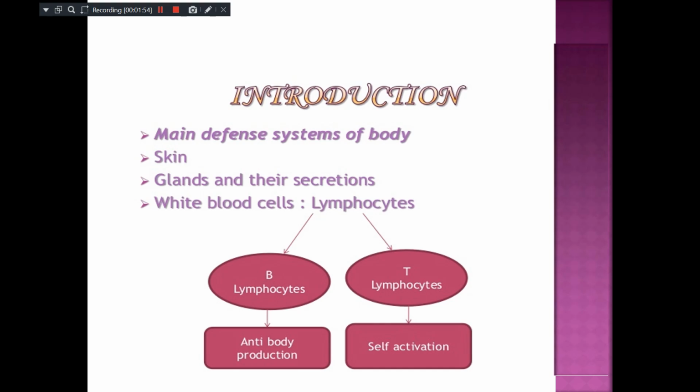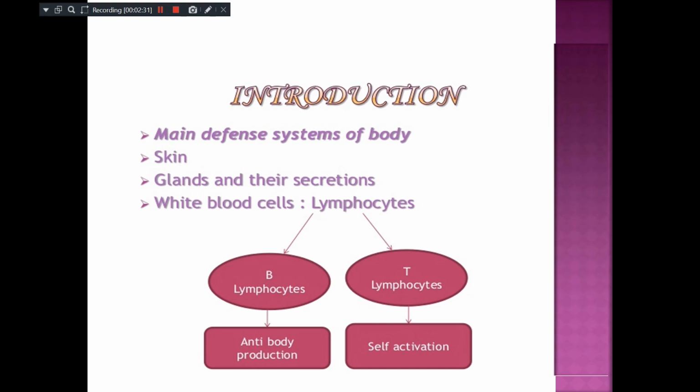Then another defense is the glands and their secretions. There are many glands and they secrete certain chemicals. For example, if something enters your eye, immediately there will be tears secreted by the lacrimal glands. Like that, in the ear, there is ear wax. These secretions are all antiseptic in nature and they prevent the entry of these pathogens into the body.